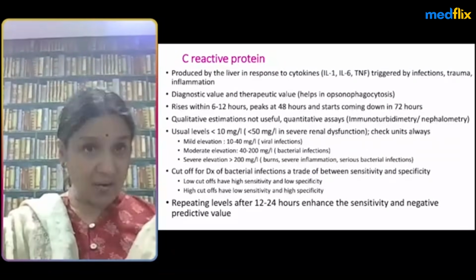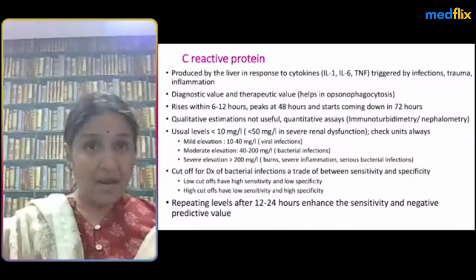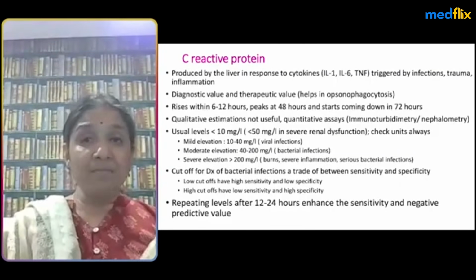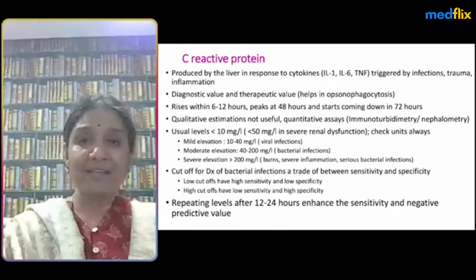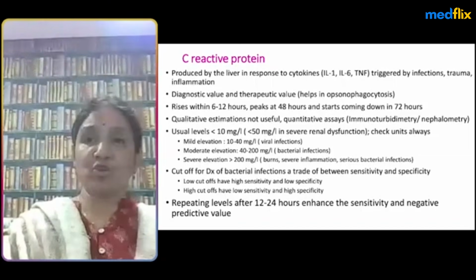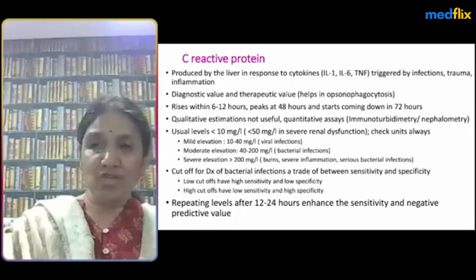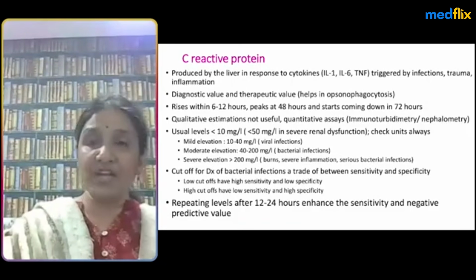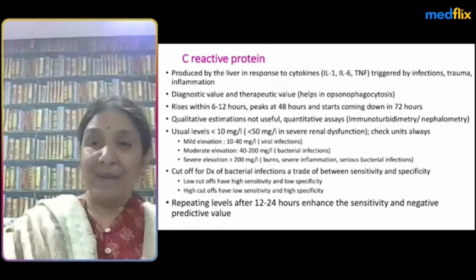Now, the next test which I would like to discuss is the C-reactive protein, because again, it's a very commonly prescribed test, and there are many myths about the C-reactive protein. The C-reactive protein is produced by the liver in response to cytokines, which are triggered by infections, trauma, and inflammation. So, any insult to the body, even if the patient has undergone a road traffic accident, your CRP will go up. Even if the patient undergoes surgery, the CRP will go up. Even if the patient has had pancreatitis, the CRP will go up.